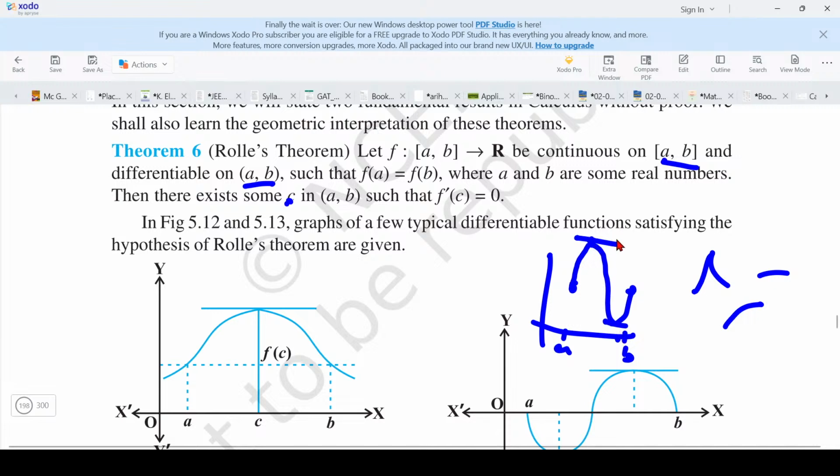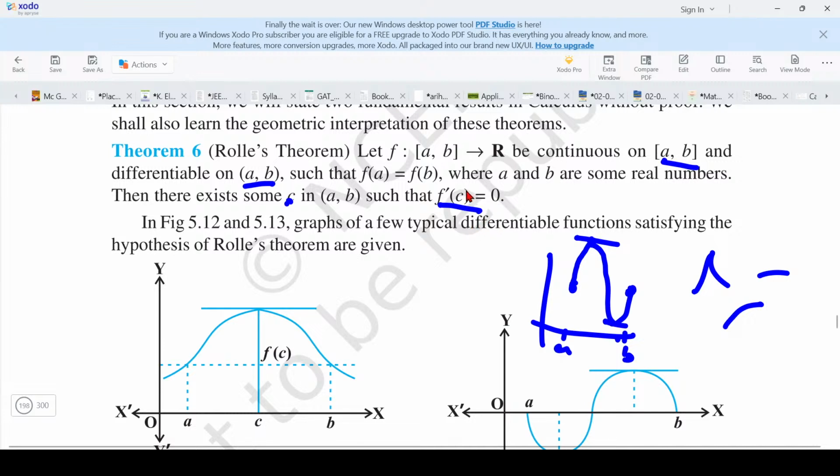Understood? So what it is trying to say is, if you start at a point and reach the same point, then at some point, if you are going up you have to come down, right? That means the slope will become 0. Agree? f dash c equals 0. What does that mean? The slope is equal to 0 now.